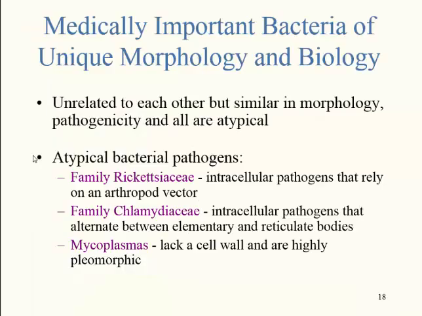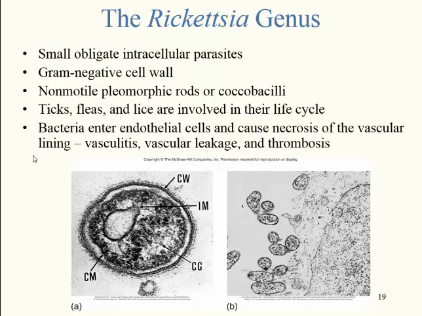So the last three bacteria that we're going to discuss are completely atypical. These guys do not have a body shape that is similar to that of most of the bacteria that we've discussed at this point. And so Rickettsia, or Rickettsia rickettsii, for example, causes Rocky Mountain spotted fever. You can see here that they are obligate intracellular parasites.